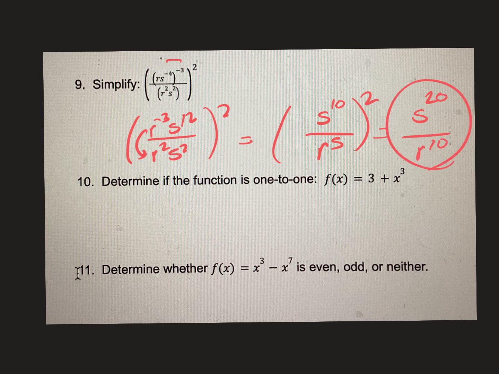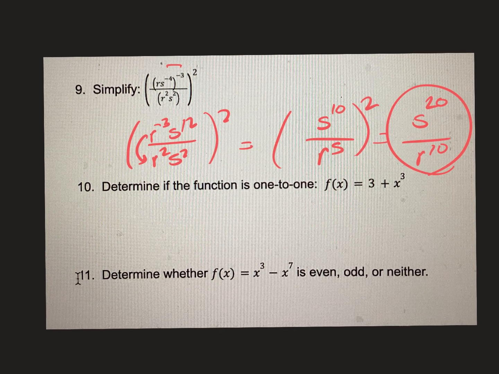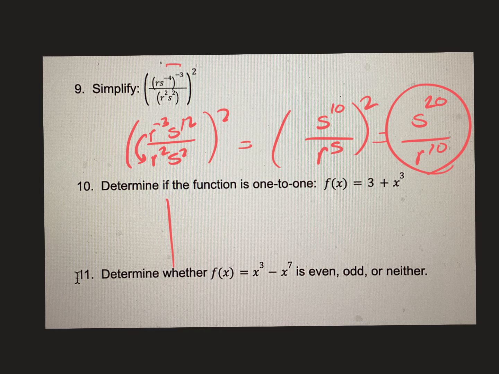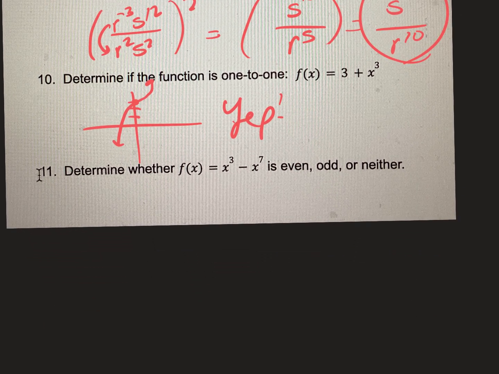Number 10, determine if that function is 1-to-1. You can tell that by looking at the horizontal line test. I don't even have to use my calculator, which you can just punch that in and check your calculator, but this one's been raised up 3. It is a cubic function, which looks like that. It does pass the horizontal line test, which means is it 1-to-1? Yep, it is.